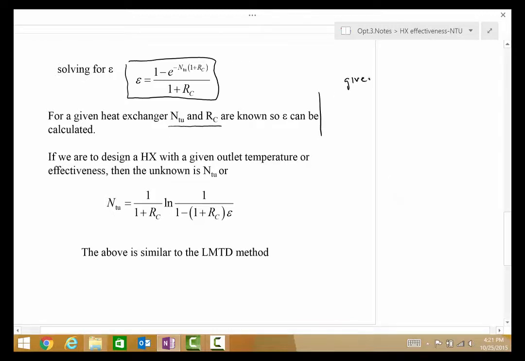So given heat exchanger parameters NTU, RC, and inlet temperatures, we calculate epsilon, and using epsilon, calculate the outlet temperatures.